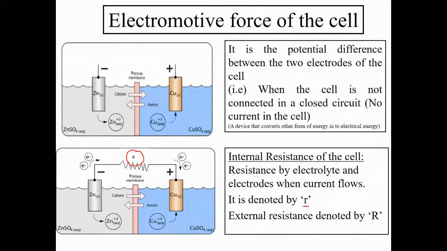So what is given here? Resistance by the electrolyte. That means inside you have some electrolytic solution. So when you connect the battery with the external circuit and the current is flowing through the circuit, what will happen inside the battery, inside the electrolytic solution? There will be some resistance generated by the electrolyte, and that resistance is called internal resistance, and it is indicated with the letter small r. So for external resistance we always use capital R, and for internal resistance we always use small r.